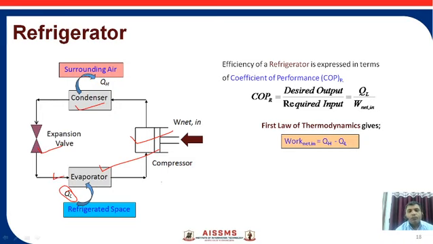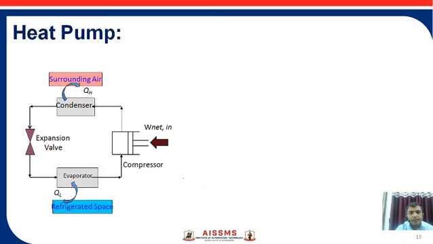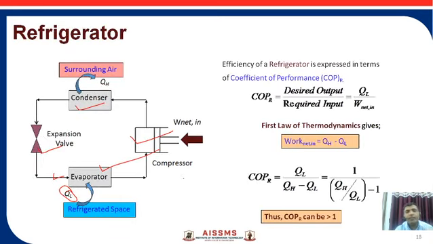As per the first law of thermodynamics, we know work net is equal to Q hot minus QL, the net work we are supplying, the algebraic difference of Q hot minus QL. So if you arrange this, the cooling effect divided by work net is the COP of the refrigerator, that is the desired output upon required input. We require to produce the cooling effect in the refrigerator. So COP of the refrigerator is always greater than 1.